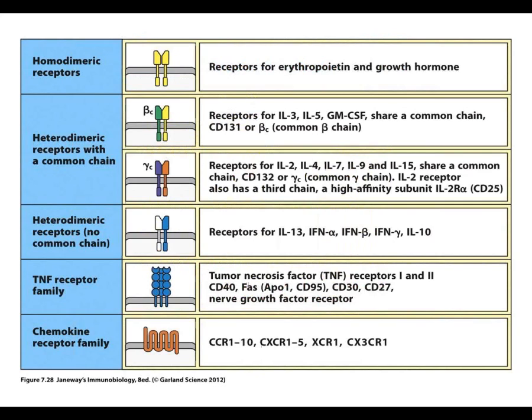Okay. Moving on to some cytokine receptors. So many of these cytokine receptors come as dimers. And when the dimers come into close approximation, then they actually can start a signal. So there are some that are homodimers, so the two chains are the same. Things like growth hormone and erythropoietin use this frequently.